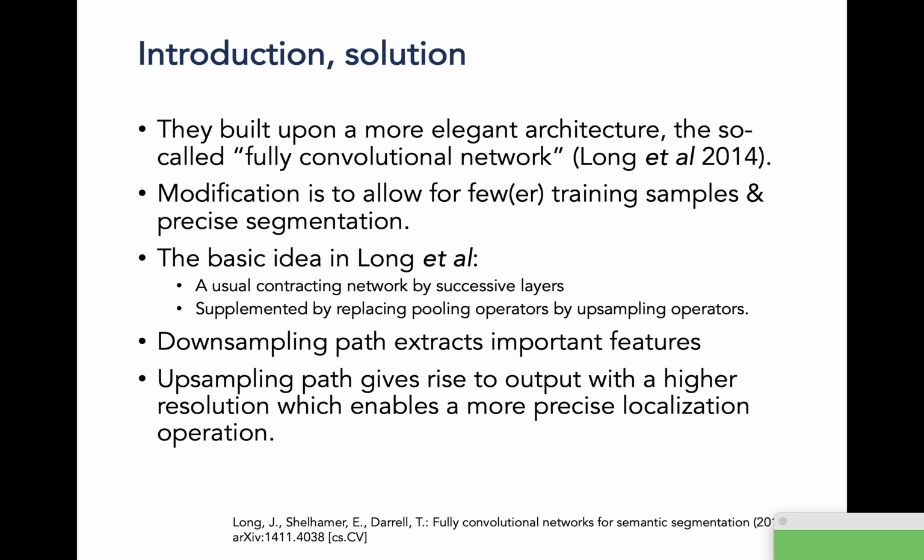There's a usual contracting network of successive layers, which you can call the contracting path, if you will. And then you also have the other path whereby the pooling operators are replaced by upsampling operators. Of course, then you have a kind of expansive path. So the downsampling part extracts important features, while the upsampling part gives rise to outputs with a high resolution that allows for precise localization operations. Okay.